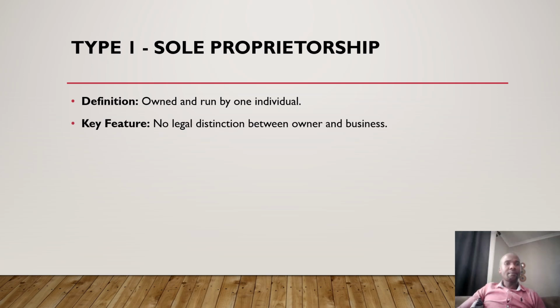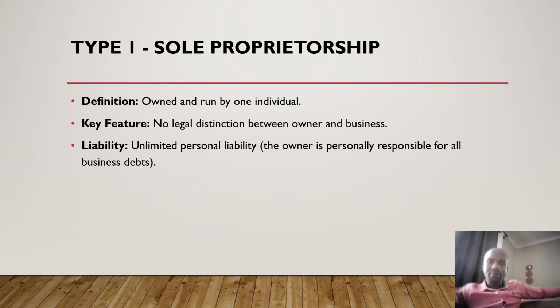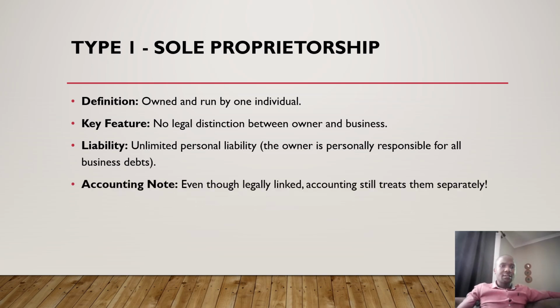So the key feature is that there's no legal distinction between owner and business, and there is also unlimited liability. So the owner is personally responsible for all business debts. So unlike other types that we're going to look at, with the sole proprietorship, you cannot separate personal transactions from the business transactions.